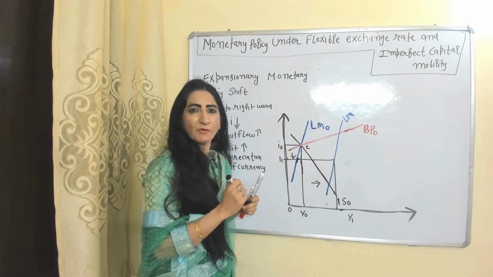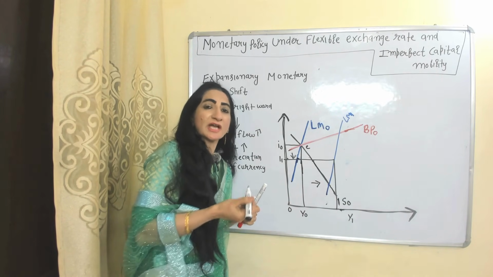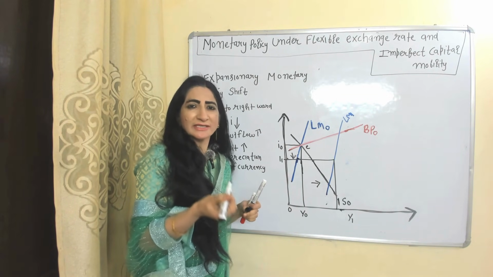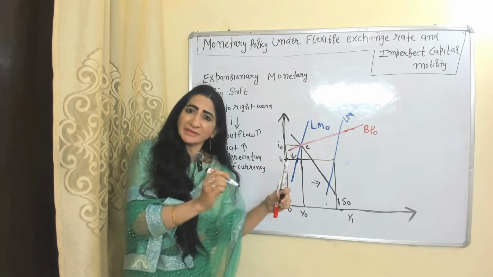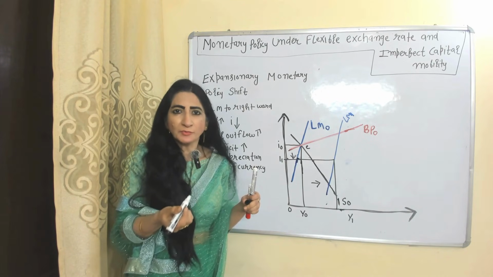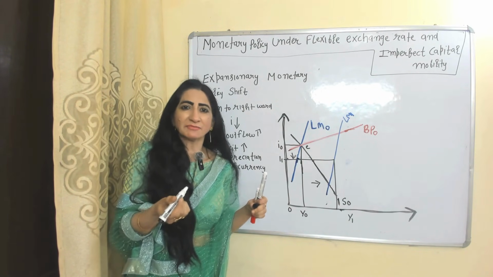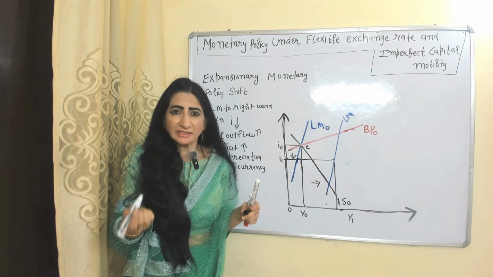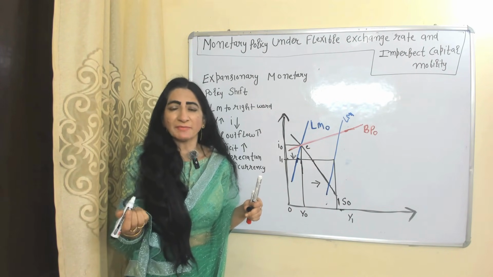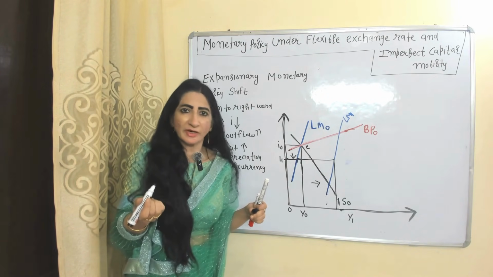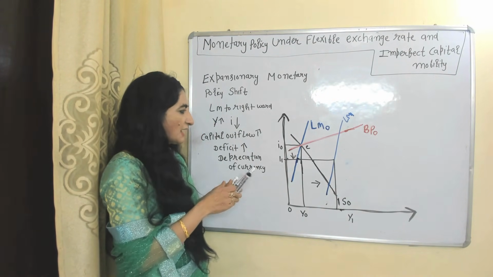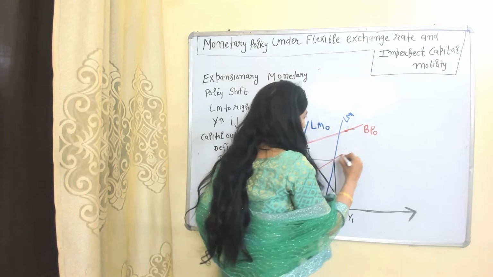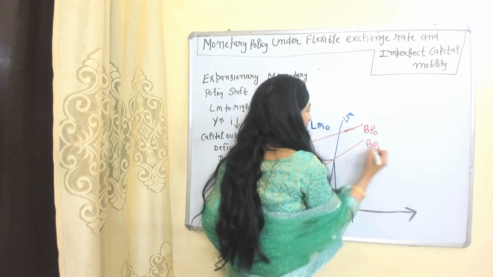If interest rate falls in our country, that means we start investing in foreign countries. If we are investing abroad, that means outflow of capital will increase. If outflow of capital increases, that means the deficit of balance of payment increases, and the deficit of balance of payment will lead to depreciation of currency. As a result, the balance of payment curve will shift down. So this is our new balance of payment curve.